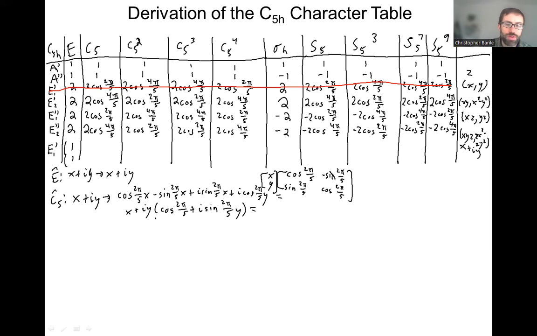And just to prove to you that that works, this first term, you get cosine 2 pi over 5 times x, that's this term, so that matches. Your second term here, negative sine 2 pi over 5 x. How do you get that? Well, you don't get that because that was written wrong. That should have been a y.